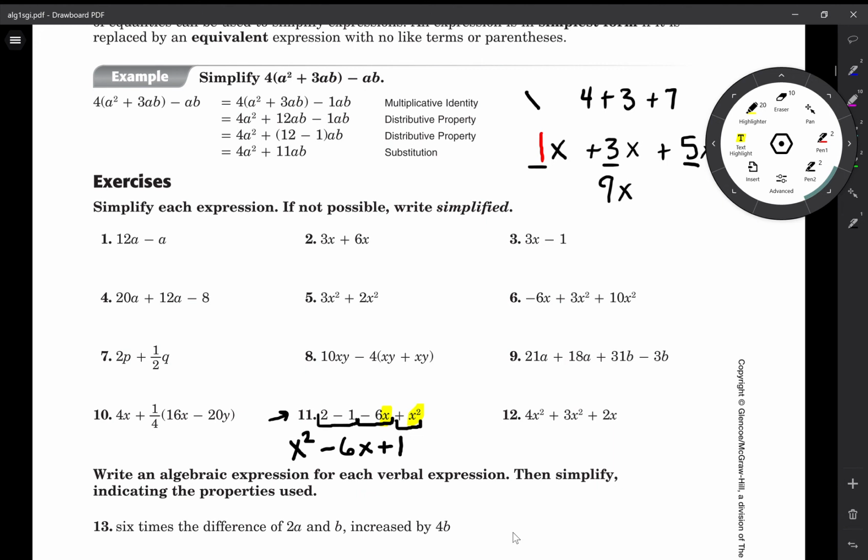What I wanted to show you is you cannot put, for example, a 9x and 9x squared together. They're two very different things. You can only combine x squareds with x squareds, and you can only combine x's with x's. So just be aware when you're combining these like terms.